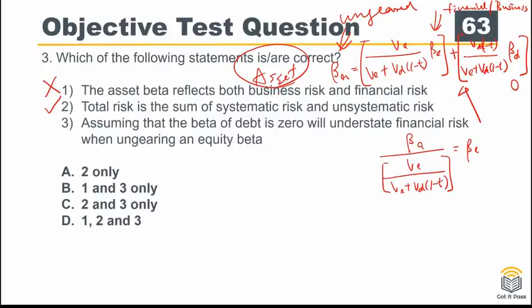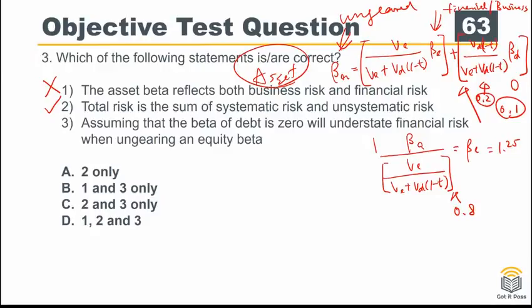Assuming here this weighting, for example, is 0.8 and the asset beta is, for example, 1. So the equity beta will be 1 divided by 0.8, which is 1.25. And if the debt beta is not 0, for example, it is 0.1, so what's the consequence? Here it should be 0.2.